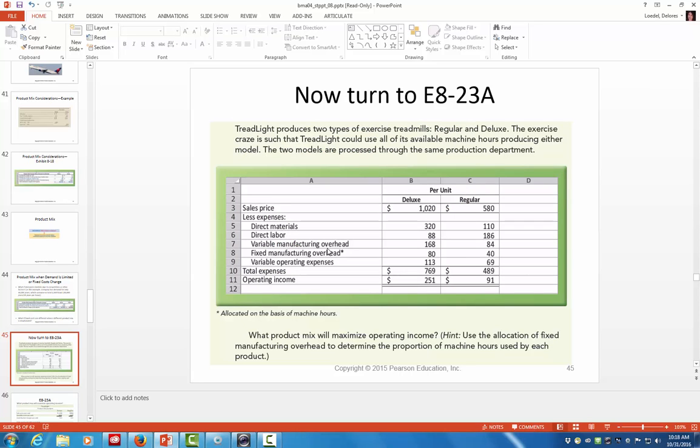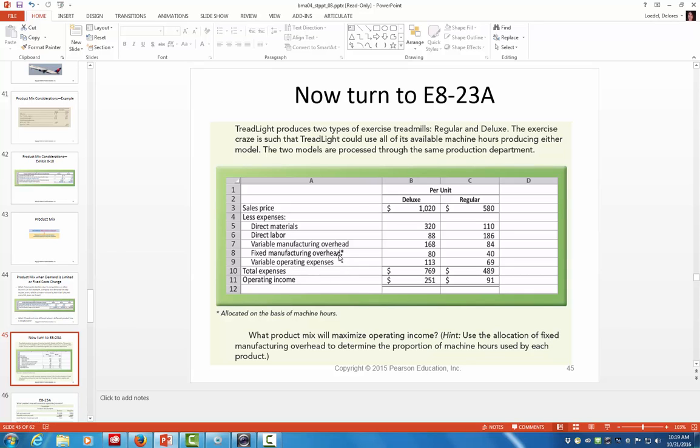Okay, so start your video back up again now, and here are all of the requirements, and they're asking for what product mix will maximize operating income. And then they give you a hint here. Use the allocation of fixed manufacturing overhead to determine the proportion of machine hours used by each product. Okay, so use the allocation of fixed manufacturing overhead.